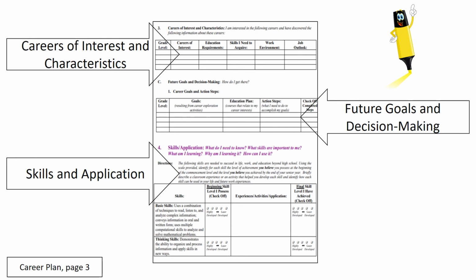Let's look at number 4, skills and application. What do I need to know? What skills are important to me? What am I learning? How can I use it? Now we are going to explore the skills necessary to be successful in the world of work. These are not specific vocational skills. They are soft skills as well as activities that support career skills.